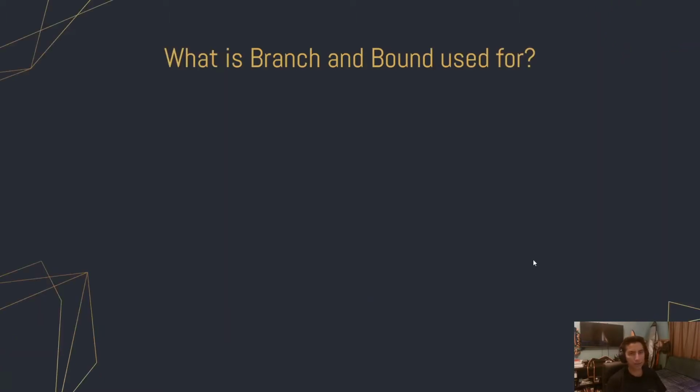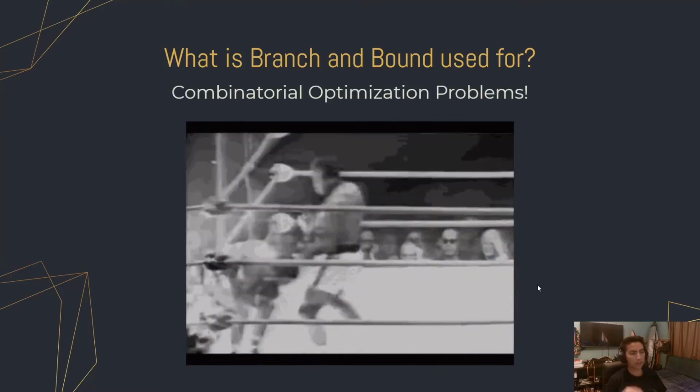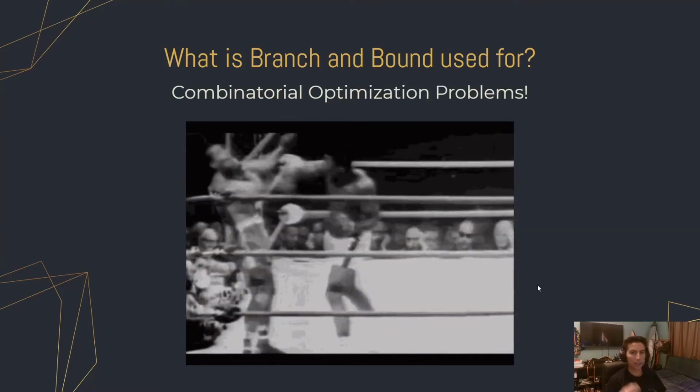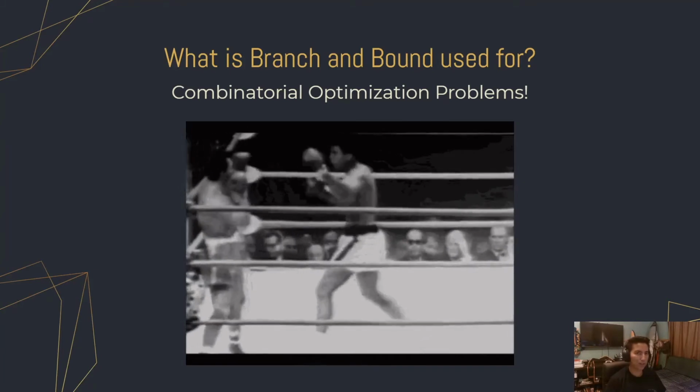So what is branch and bound actually used for? The name of the game for branch and bound is combinatorial optimization problems. You can use branch and bound to solve these types of problems, but just like Muhammad Ali, you want to get through them really fast. You want to throw your combinations fast.